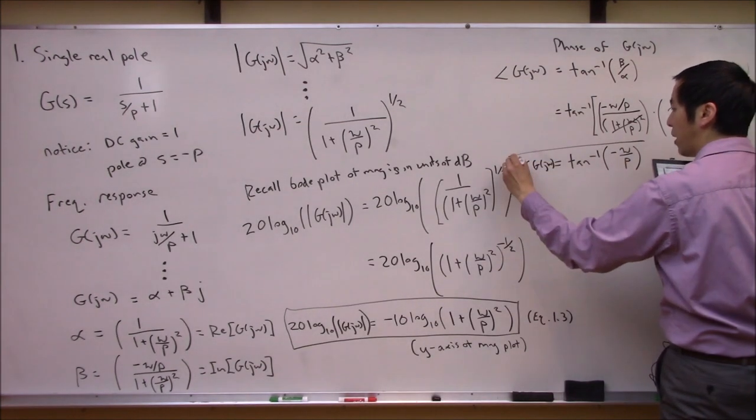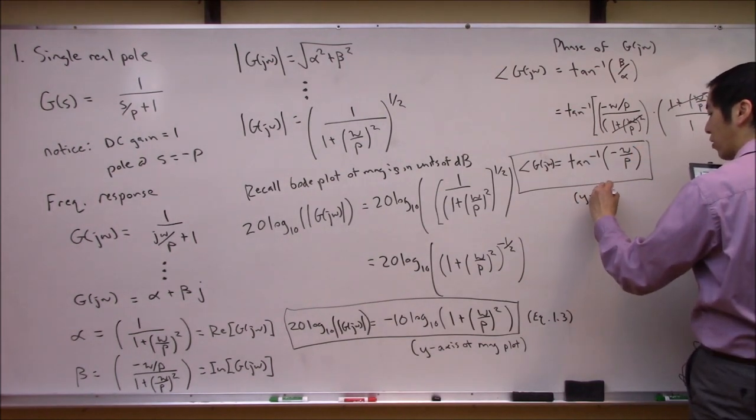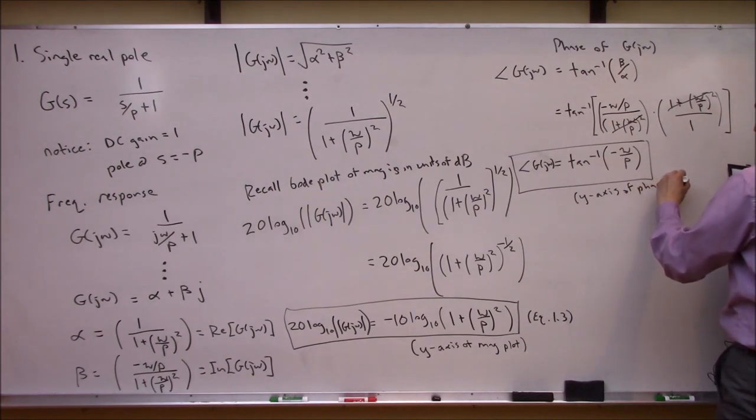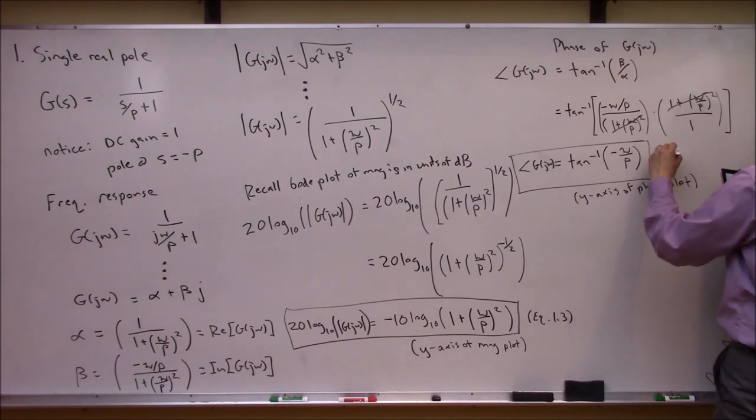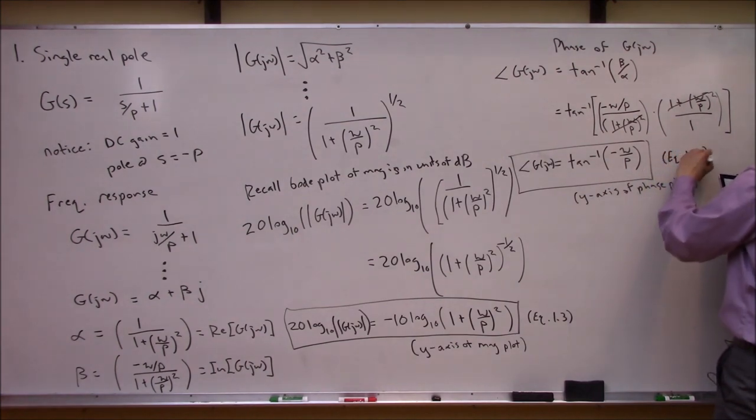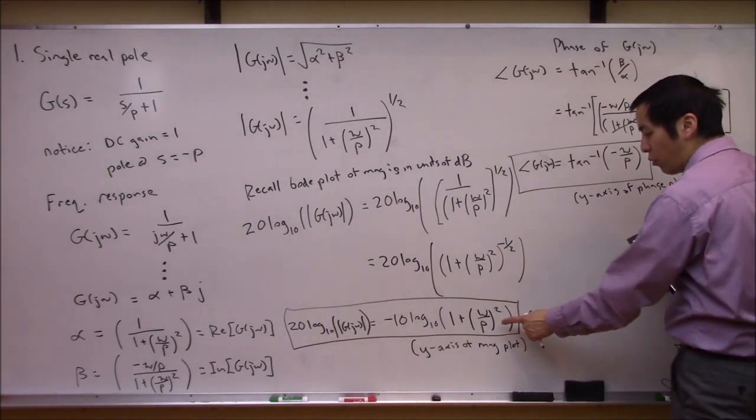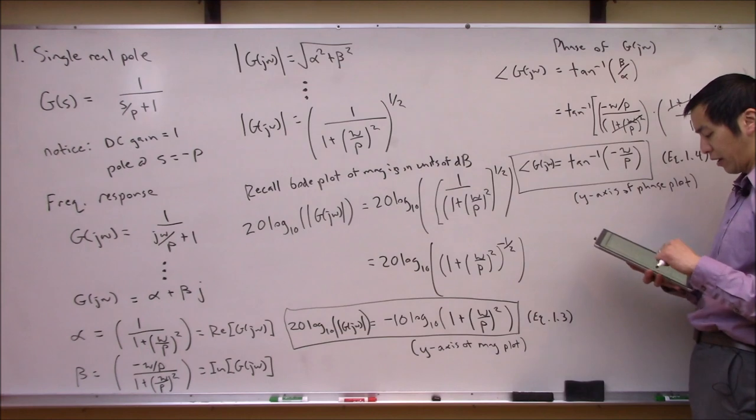And again, let's box this up here, because this is the y-axis of the phase plot for the Bode plot. And again, maybe let's label this equation 1.4. Okay, so here we go. Here's exactly what the magnitude in decibels and the phase angle look like.